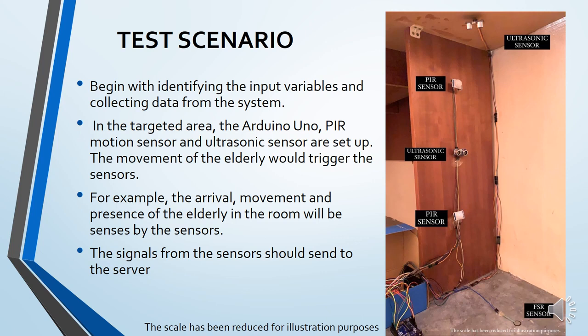So, begin with identifying the input variables and collecting data from the system. In the targeted area, the Arduino Uno, PIR motion sensor, and ultrasonic sensor are set up. The movement of the elderly would trigger the sensors. For example, the arrival, movement, and presence of the elderly in the room will be sensed by the sensors. The signals from the sensors should be sent to the server.